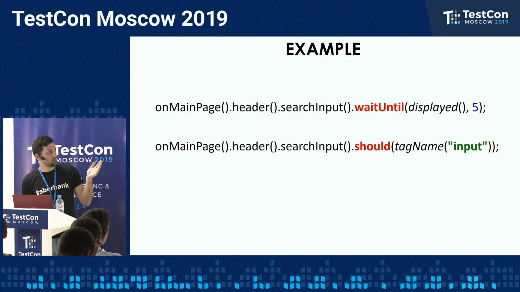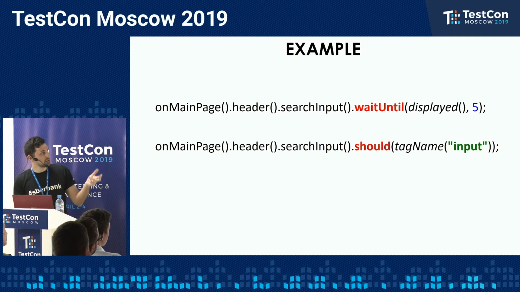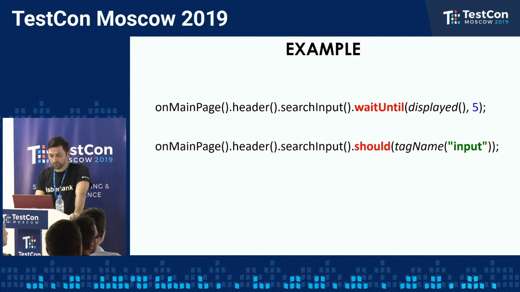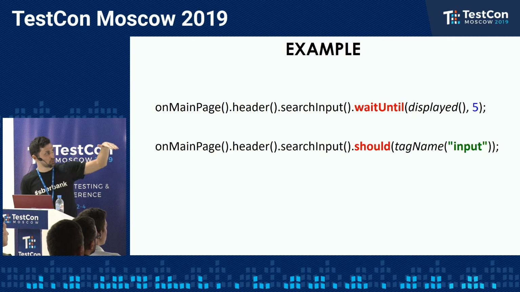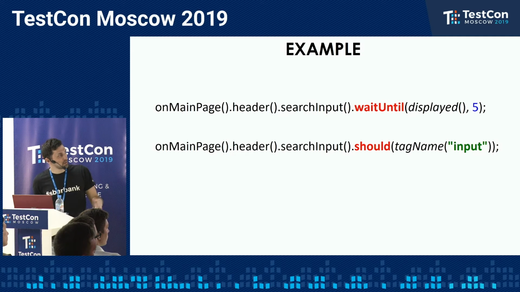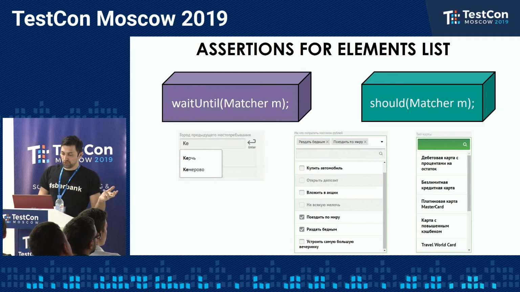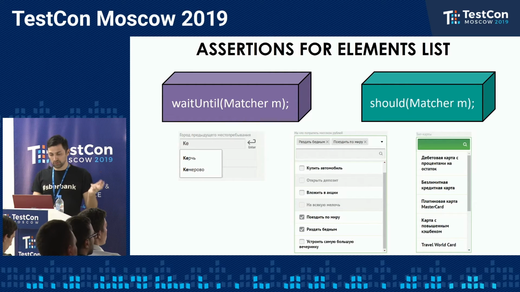So those methods are standard, and they are part of web element and mobile element. And I'm using an additional library for matchers here, Yandex WebDriver matchers. So the first line is we look for this element to be displayed during 5 seconds, and the second line checks that the component has tag name input. Assertions are there for the collections.